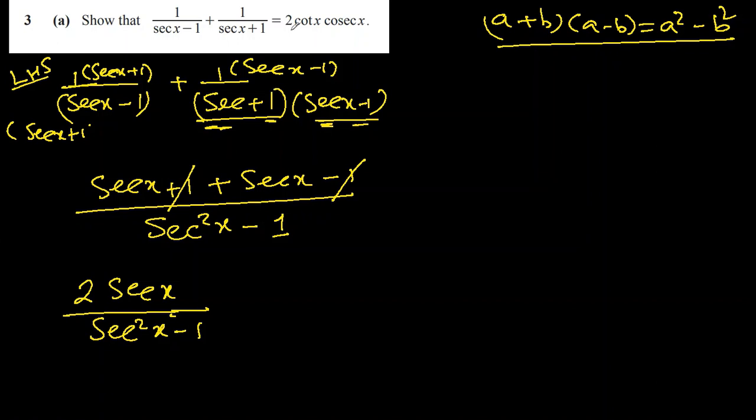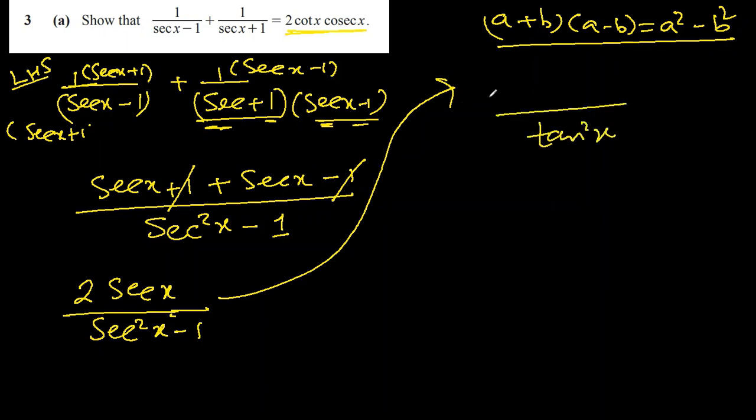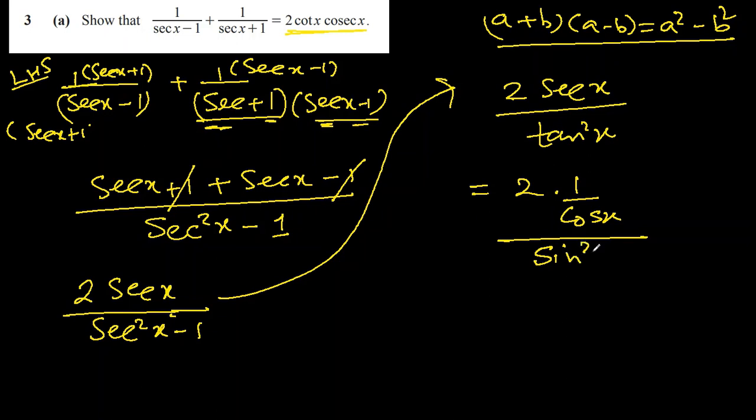But it does not match with our RHS. Okay, that means we need to do something more, and we have some identities. Secant square x minus 1 is tan square x, and 2 secant x is 2 secant x. It is still not matching. 2 is 2, but everything else is not. But we can do it. So 2 secant x is 2 over cos x, over tan square x, which is equal to sin square x over cos square x.